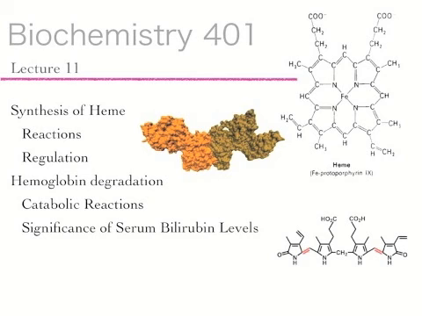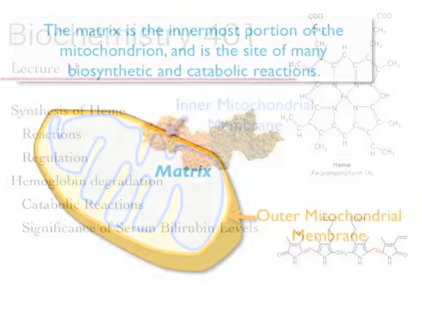Biochemistry 401 Lecture 11. Today we're going to talk about heme, how it's synthesized, how it's degraded. We're going to talk about the reactions and the regulation of those reactions. And we'll also discuss diseases that occur when the synthesis of heme goes wrong. We're going to talk about hemoglobin degradation, specifically the catabolic reactions involved in the degradation, and then the significance of serum bilirubin levels. So let's get started.